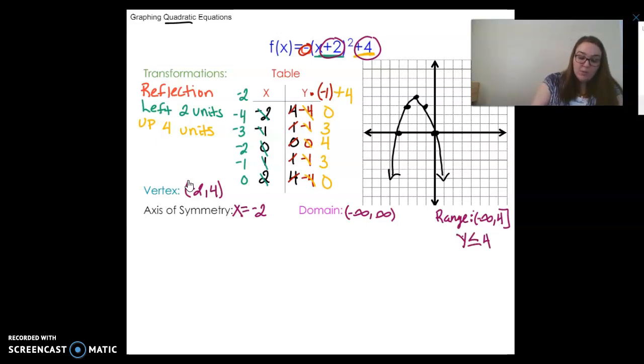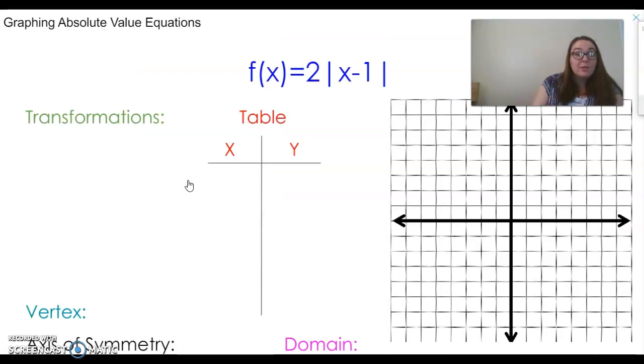Okay, so now that I've kind of given you one example, what I want you to do is on each of these next two, I want you to pause the video and do the same thing. So this next one happens to be an absolute value. So I want you to do the same thing here for this absolute value function. Pause the video, do the example, then unpause and you may check. And then you're going to do the same thing with the third example.